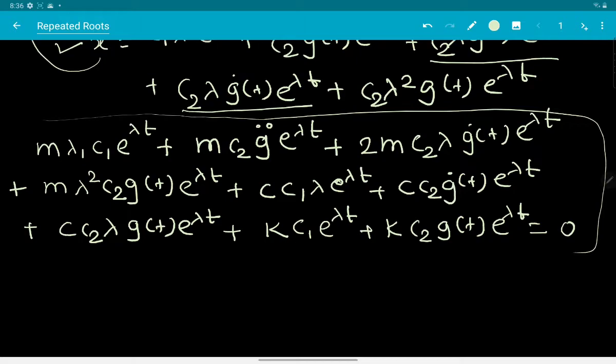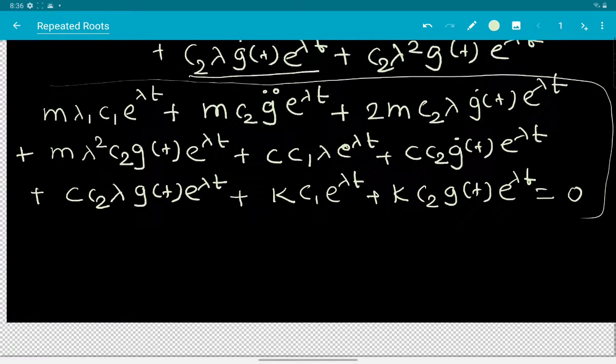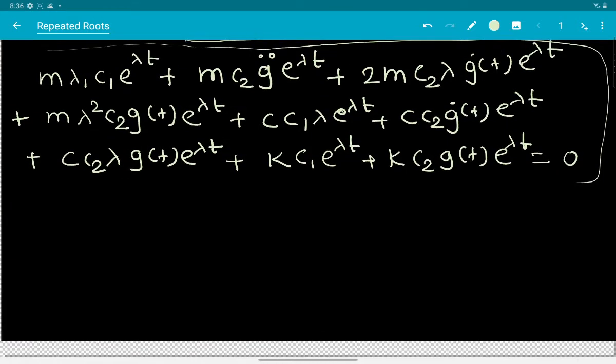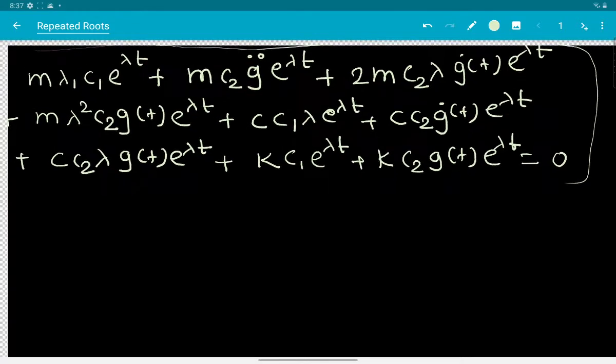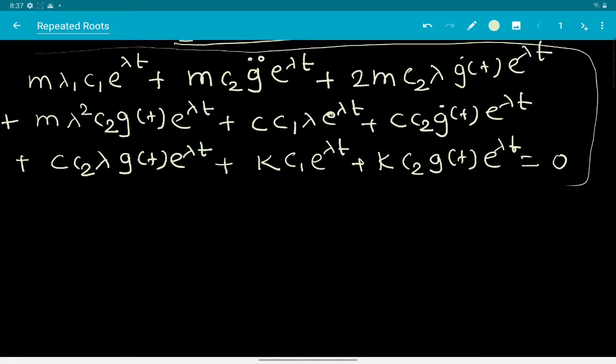Okay, now what I'll do is I'll categorize them. Let me show you how I will categorize. I'll combine those terms based on whether they have g of t, g double dot of t, g dot of t, or no g of t into them. Let me first try to see those terms which don't have g of t into them. This is the first term which doesn't have g of t into it. So I'll write down m lambda square c1 e raised to lambda t.